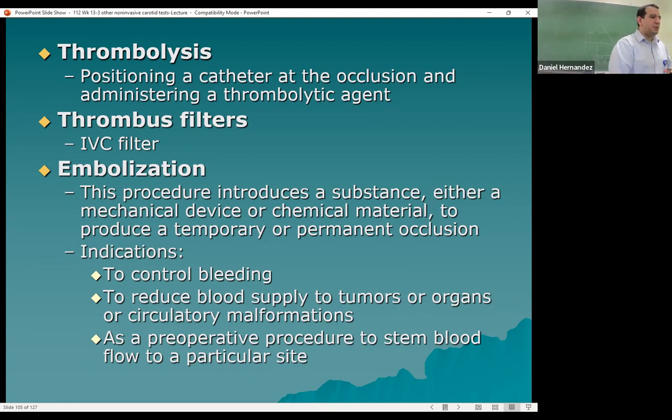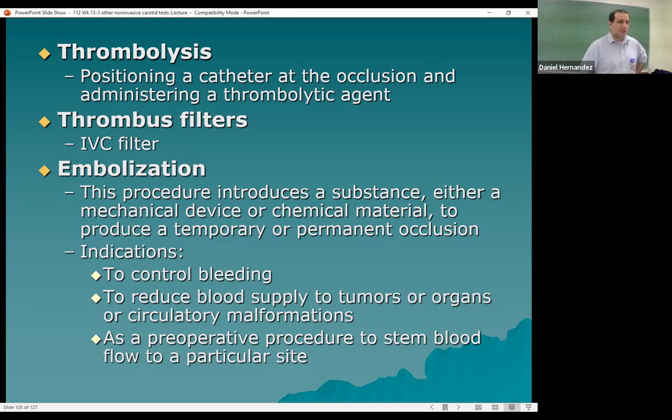And then we can use our fluoroscopy or angiography guidance to aid in embolization. So this is a procedure that introduces a substance, either a mechanical device or chemical material, to produce a temporary or permanent occlusion of a vessel. So again, this embolization procedure, we use it to control bleeding. So that's the main thing we do.